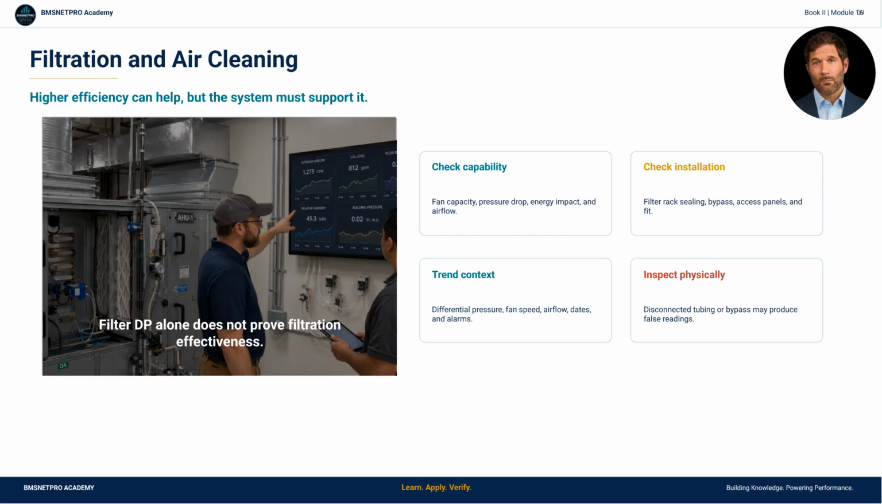Filtration and air cleaning are powerful tools when they are matched to the target contaminant, and the system can support them. Higher efficiency filtration may improve particle removal, but it can also increase pressure drop. Review fan capability, energy impact, airflow, filter rack sealing, and bypass. Filter differential pressure is useful, but it does not prove filtration effectiveness by itself. Air can bypass a poorly sealed filter rack, and tubing or scaling problems can mislead the BAS.